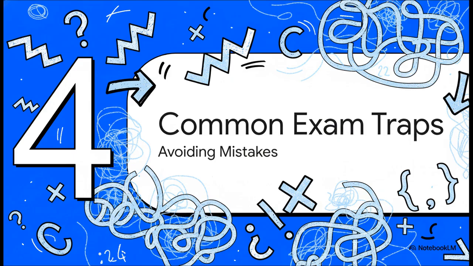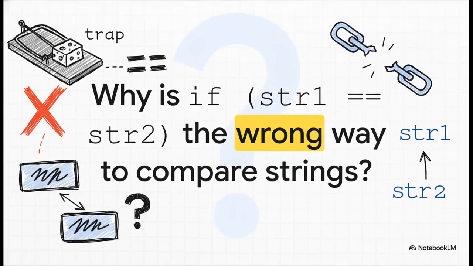All right, listen up, because this is probably the most important part of our whole prep session. We're going to go over the common exam traps, the mistakes that everyone else makes, but you're not going to, right? This is how you avoid losing those easy points. Okay, here it is, the number 1 absolute biggest trap for C beginners. You see this code, if (str1 == str2). It looks right, doesn't it? I mean, we use == to compare numbers all the time, so why on earth won't this work for checking if 2 strings are identical?